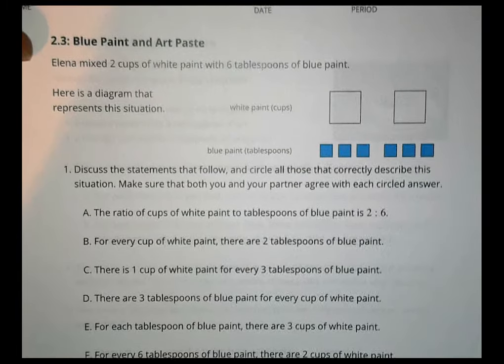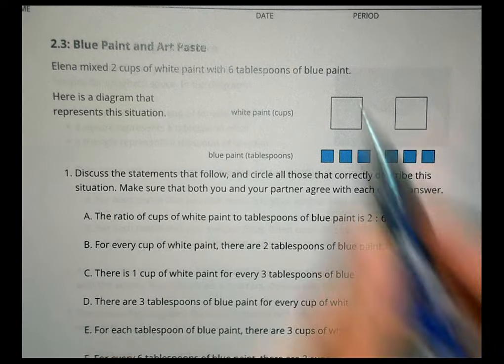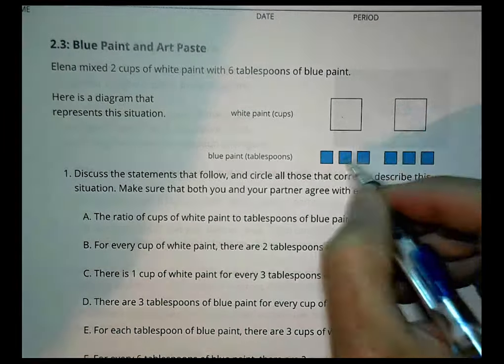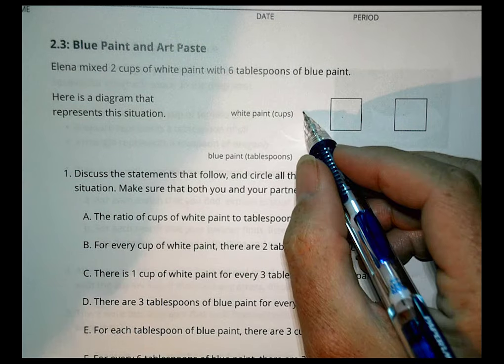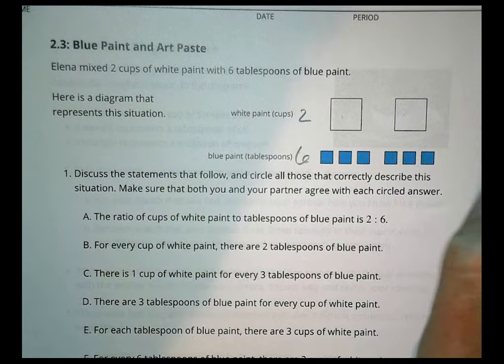All right, activity number 3 today. It says Elena mixed 2 cups of white paint with 6 tablespoons of blue paint. Okay, so we have 2 whites for 6 blue, right? So we have 2 whites, 6 blue. Just making some notes here to help me remember my numbers.